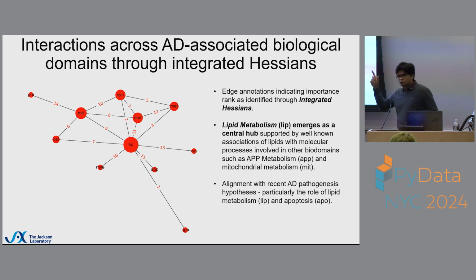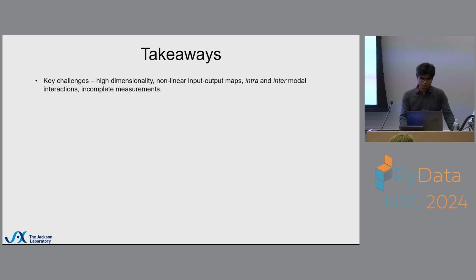One interesting finding that we had from here is this link between the lipid metabolism and the apoptosis. Apoptosis is a programmed cell death mechanism. Recent studies have come up with this mechanism called ferroptosis, which is an iron-mediated cell death mechanism in which lipids are involved. So the fact that this particular interaction pops up seems to be validating some recent observations from other research groups.